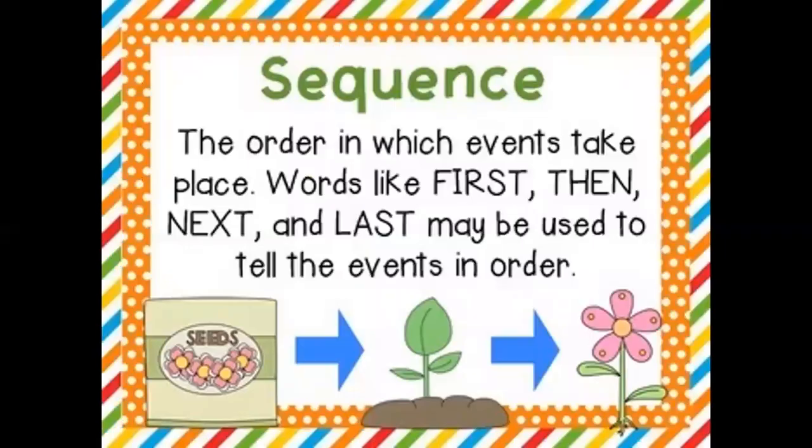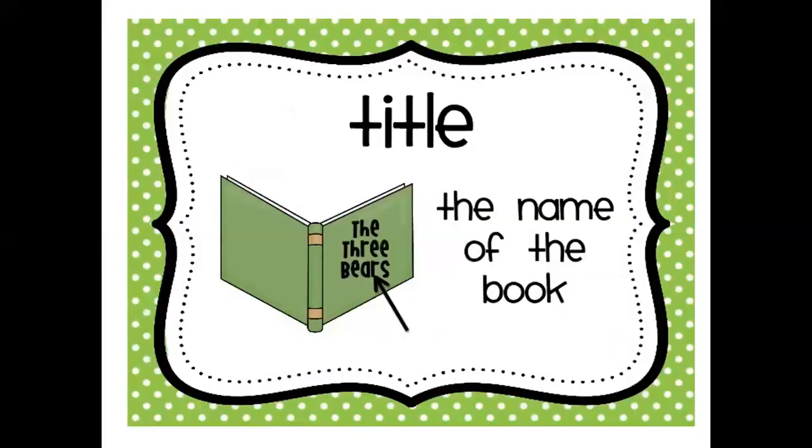Okay, here are the sequences again. If we want to plant a seed, first get the seeds. Next, put them in the soil. Then water them. Last, the flower will grow.